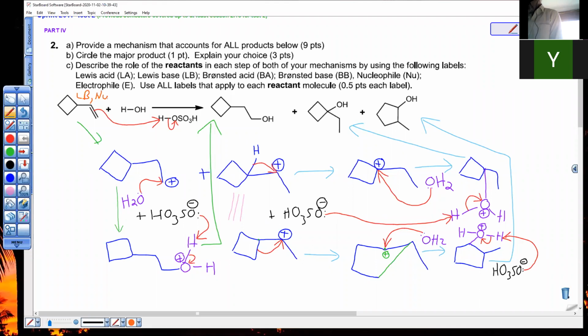I'm going to save all of the Bronsted until later. Yes, this is a Bronsted reaction, but I'm going to do those at the very end. So I can stick with orange right now. This thing's getting attacked by electrons. It must love them.